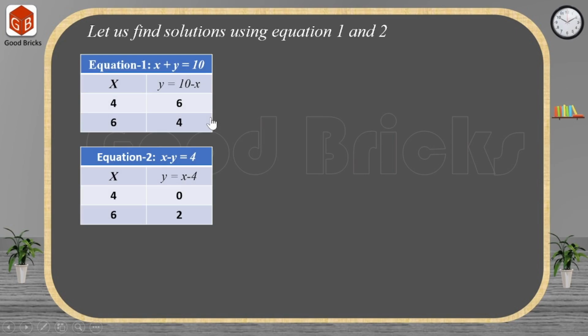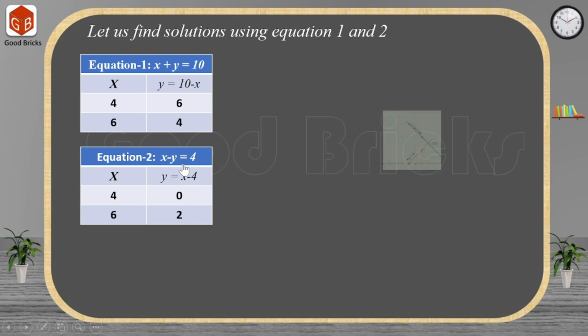See, if you look at the screen, this is equation 1. From this, y is equal to 10 minus x. In place of x, if you substitute 4, you will get y value 6. Similarly, in place of x, if you substitute 6, you will get 4. So 4 comma 6, 6 comma 4 are the coordinates of the first equation. Similarly, when you substitute 4 and 6 here, you will get 0 and 2 for equation 2.